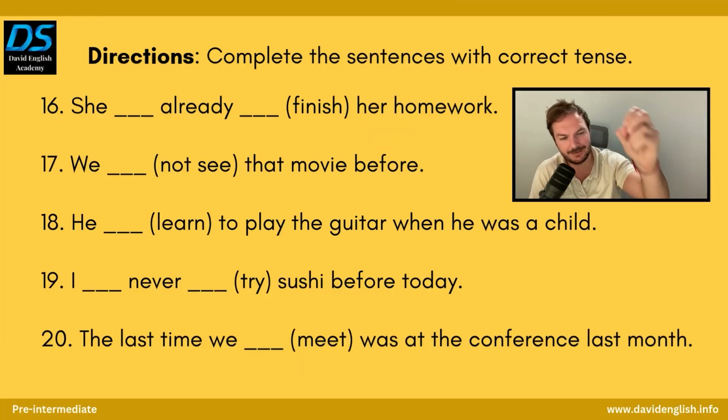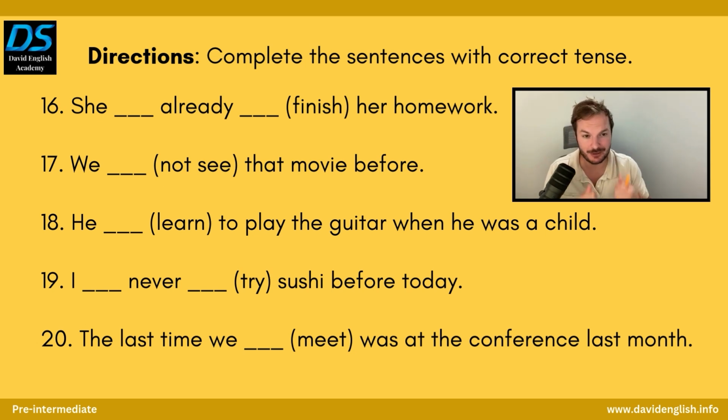Directions, complete the sentences with the correct tense. And again, get that pen, get your notebook, and get ready to write these down. Stop the video and then check yourself after. Let's get going. Number 16.